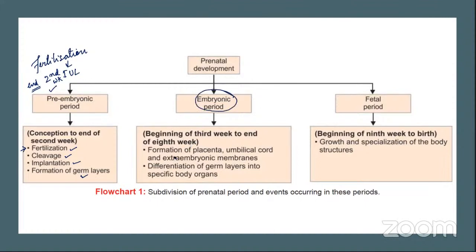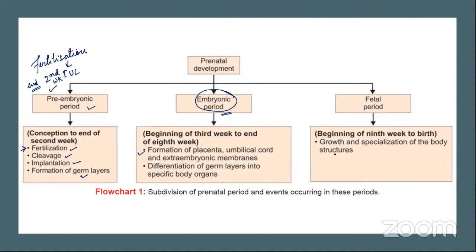Now in this, the events are formation of the placenta, formation of the umbilical cord, as well as the extra-embryonic membranes. Apart from that, formation of germ layers had already happened in the pre-embryonic period, but the differentiation of those germ layers into specific body organs will happen in the embryonic period. And lastly, we have the fetal period. The fetal stage extends from the beginning of the 9th week to birth. This is a particular stage where the growth and specialization of the body structures happen.